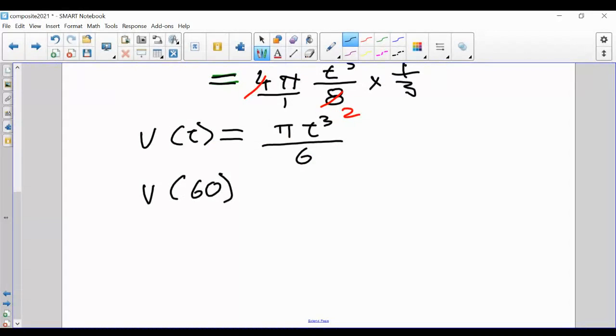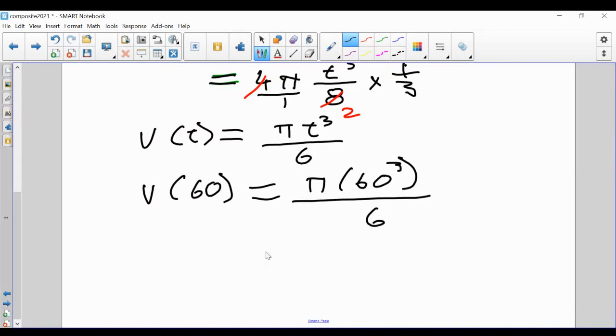Remember, this was in minutes. So we're talking about an hour. So I'm putting 60 in for the time. Okay, so that would be equal to, quite simply, pi times 60 cubed divided by 6. And that's where calculators come in. I have no idea what that number is. Let me see if I can do that in my calculator quickly.